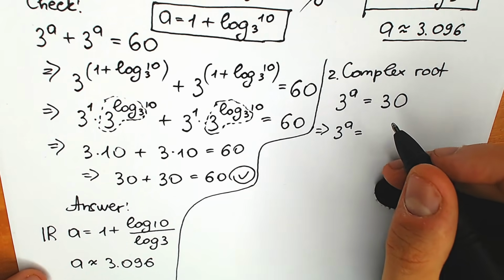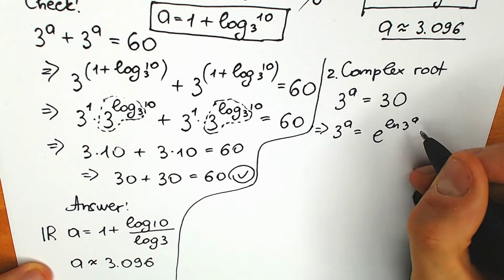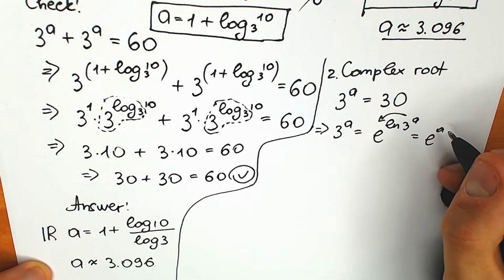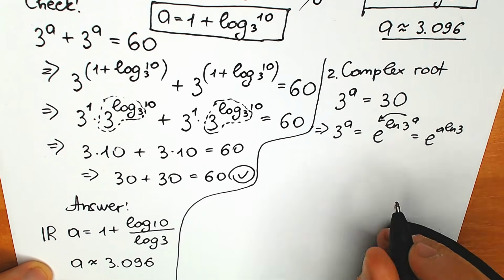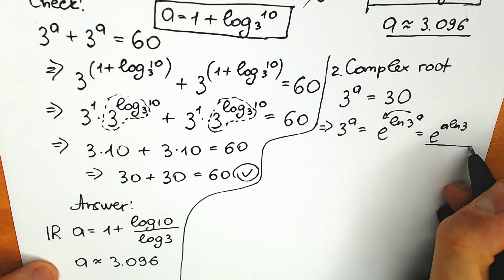So instead of 3 to the a, I'm going to use this one: e to the power natural log of 3 to the power a, or we can write it as e to the power a natural log 3. So instead of this 3 to the a, I'm going to use this expression.